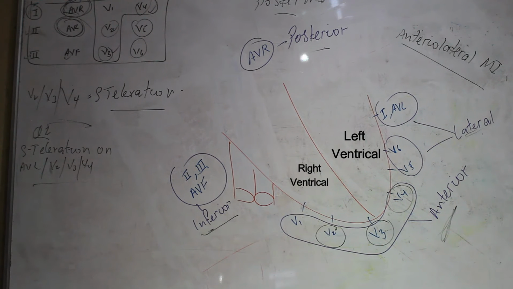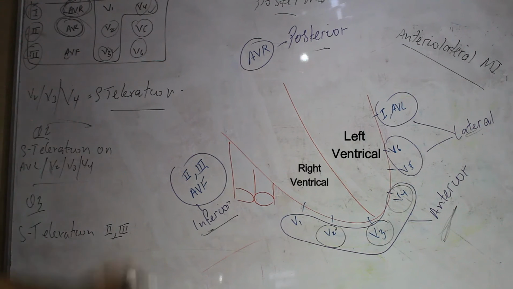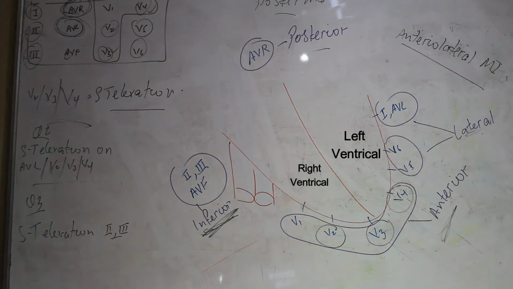Okay, let's take another example. Question 3. You have your ST elevation in your lead 2 and lead 3. So look at this diagram again. Where do lead 2 and lead 3 look? They look at the inferior aspect of your heart, right? So you have an inferior MI.